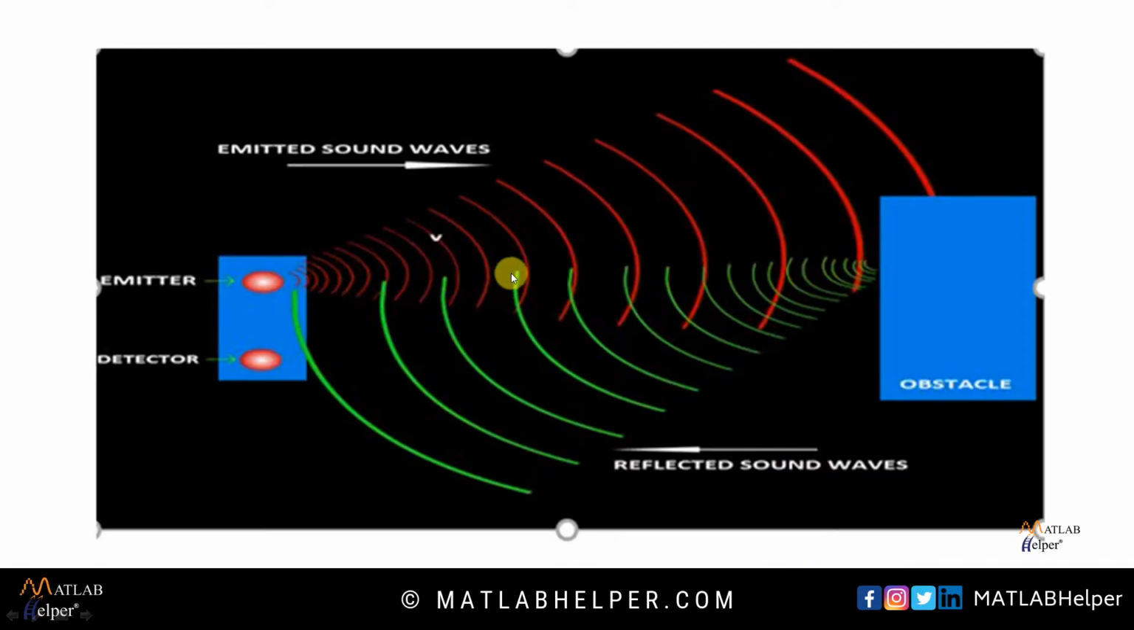As we can see with the help of this diagram, this is an ultrasonic sensor, this is an emitter, and this is a detector. The emitter is emitting the ultrasonic sound waves. When the ultrasonic sound wave hits an obstacle, it reflects back. As you can see, the green waves are the reflected sound waves and the red waves are the emitted sound waves. After hitting the obstacle, the ultrasonic sound waves are reflected back, and then they are detected by the detector. So basically it uses this principle in order to measure the distance.